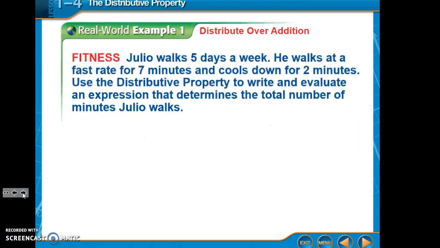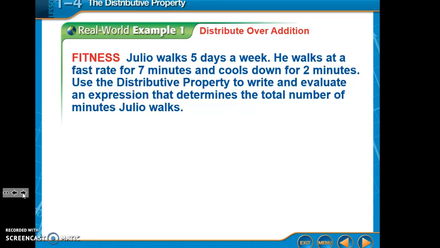Alright, so example 1, we're going to use it with addition. So we have Julio walks 5 days a week. He walks at a fast rate for 7 minutes and cools down for 2 minutes. Use the distributive property to write and evaluate an expression that determines the total number of minutes Julio walks. So the first thing we need to do is take that word problem and translate it into algebra. So we have Julio walks 5 days a week. He walks at a fast rate for 7 minutes and cools down for 2 minutes.